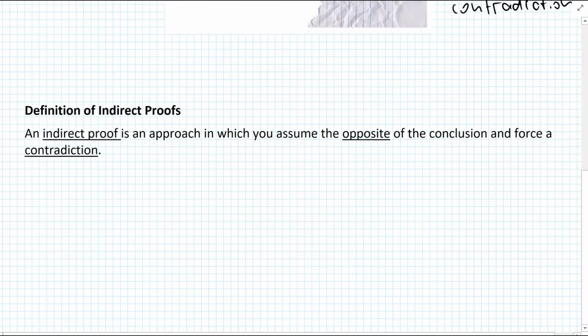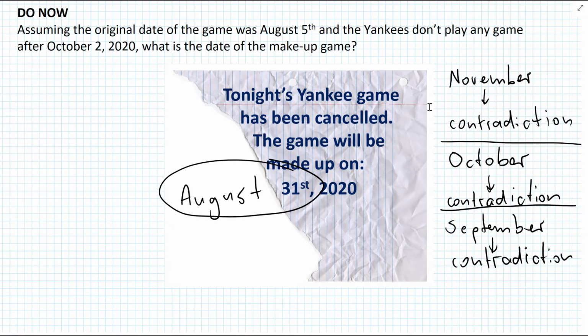Now, how can we say that we did that in the do now? Well, if you go back here, we're assuming the opposite of the conclusion of August. What's the opposite of August within those constraints between August and October? We have these months here, right? November, October, and September. We're basically assuming those months, which is the opposite of the conclusion, but then we forced a contradiction each time. So since we have contradictions, therefore the conclusion has to be August, okay?